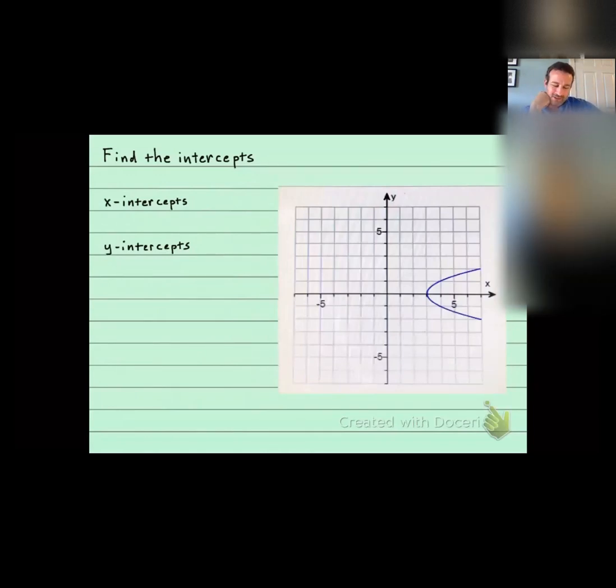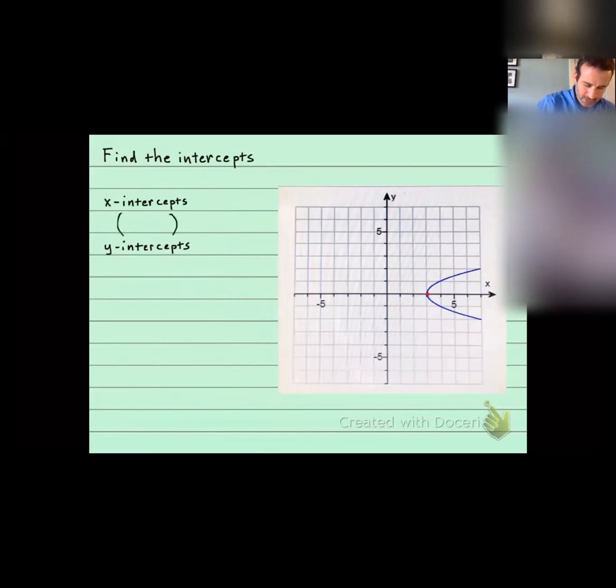Boy, you know what? What does this one look like? It looks like that smiley face, but it's sideways. Interesting, huh? Okay, how many intercepts do I have here? How many x-intercepts do I have? Here's the x-axis. How many times does it cross the x-axis? 1. One time. And what's that point right there? 3, 0.